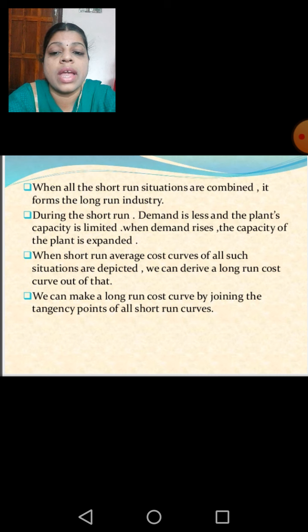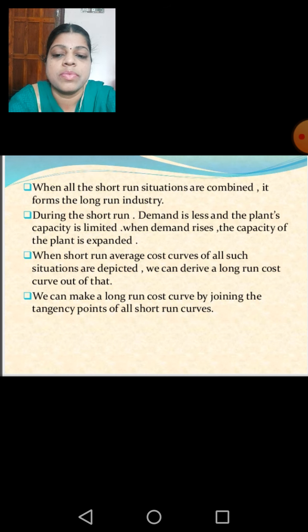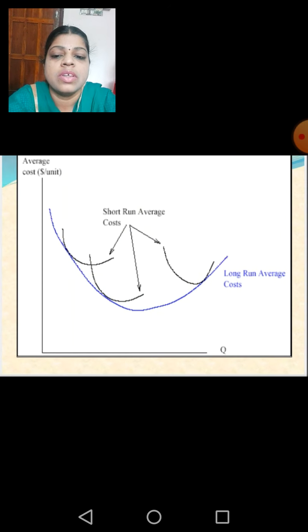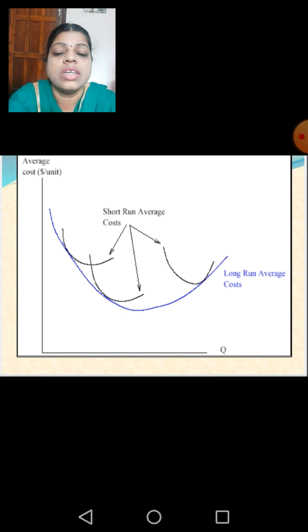We can derive the long run curves, and we can make a long run cost curve by joining the tangency points of all short run curves. Children, this is the diagram where we have plotted all the short run average cost curves.